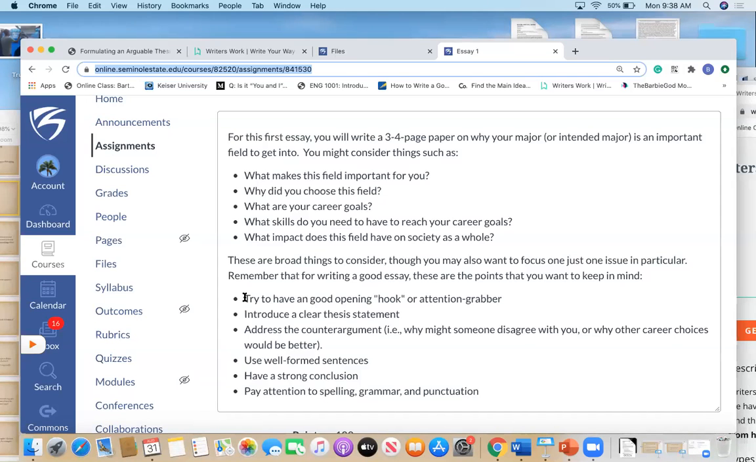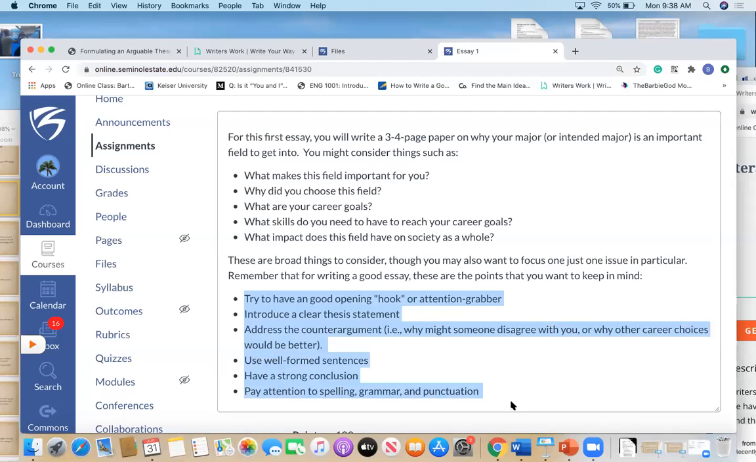And these are just some general tips down here. We see have a good hook or opening attention grabber. A lot of times you might want to start with a question. An example might be, why is nursing important? Just something simple like that that grabs the reader's attention. You obviously want to introduce a clear thesis statement. You want to address the counter argument.